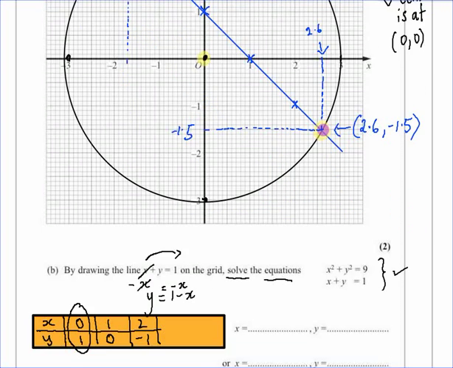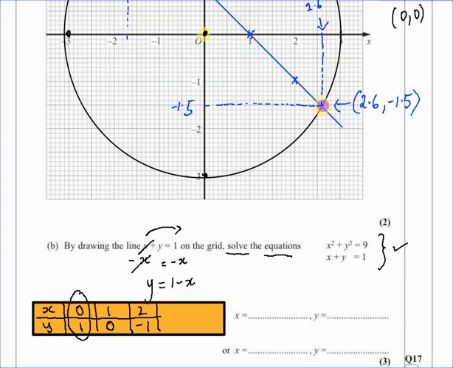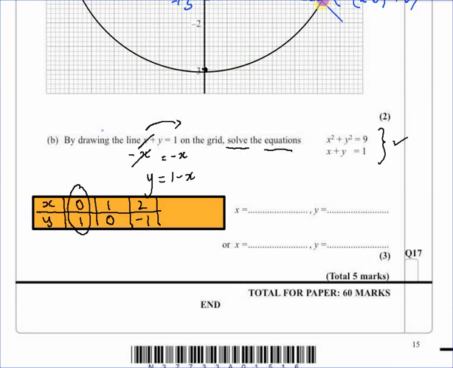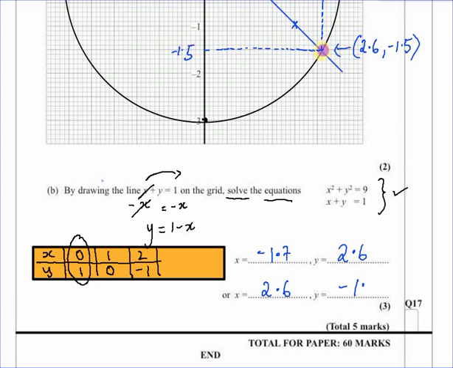So I'm going to come back to my question and write down those two answers that I just found. The first one was minus 1.7 and 2.6, so x is minus 1.7 and y is 2.6. The second one was 2.6 for x and minus 1.5 for y. And it's a 5-mark question.